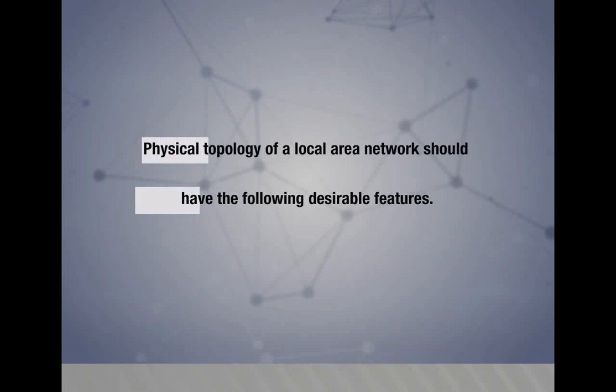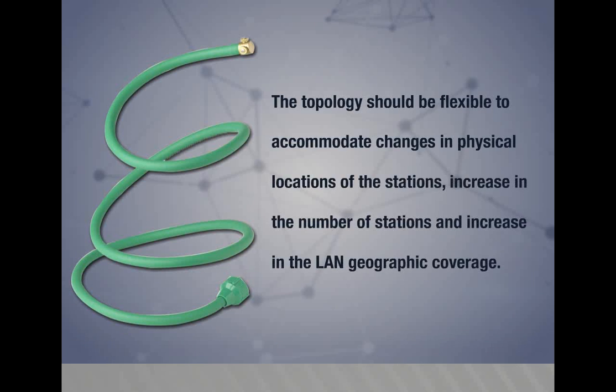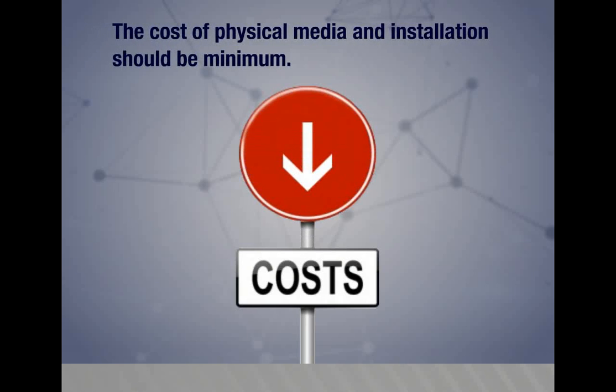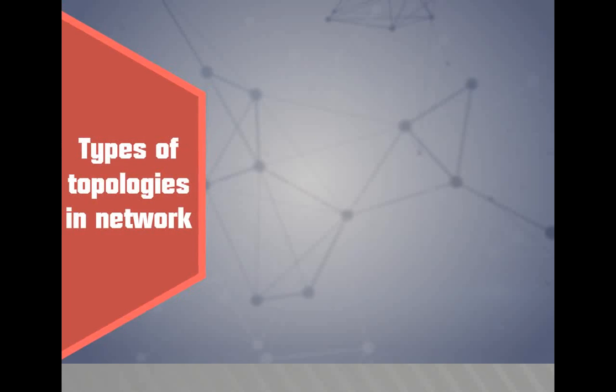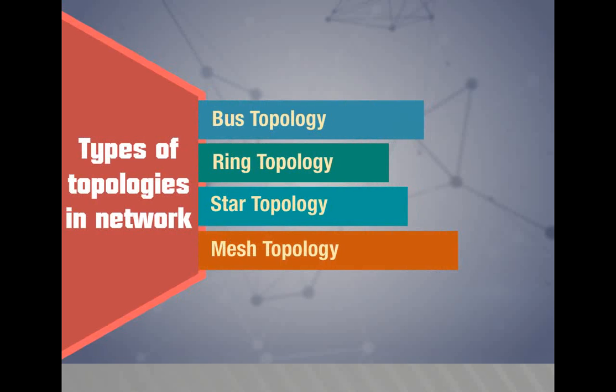The physical topology of a local area network should have the following desirable features. The topology should be flexible to accommodate changes in physical locations of the stations, increase in the number of stations, and increase in the geographic coverage. The cost of physical media and installation should be minimum. The network should not have any single point of complete failure. Types of topologies in network: bus topology, ring topology, star topology, mesh topology.